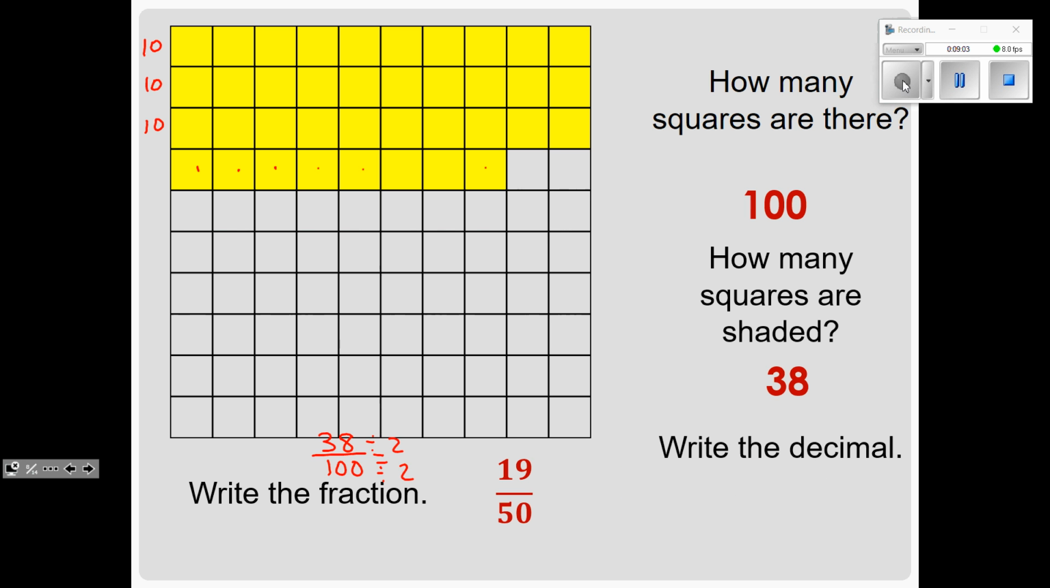So how do you write the same thing as a decimal? To write as a decimal, you have to go back to the fraction that was over 100. Okay, 38 hundredths reads just like a decimal. 38 hundredths written as a decimal is 0.38, 38 hundredths. And then write as a percent. You take your decimal and you move the decimal 2 places to the right, and it would be 38%.